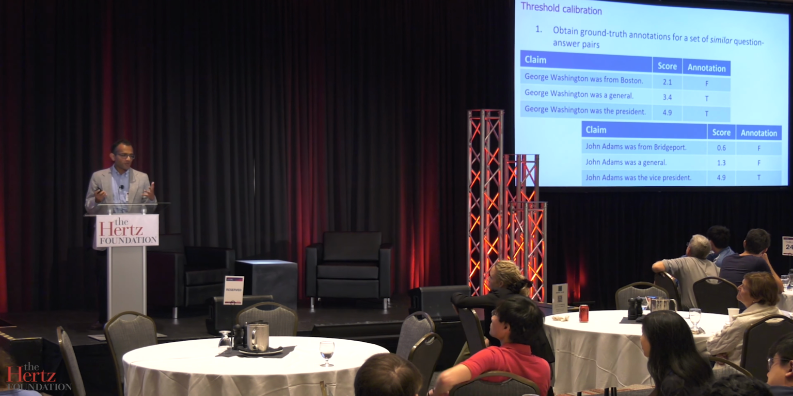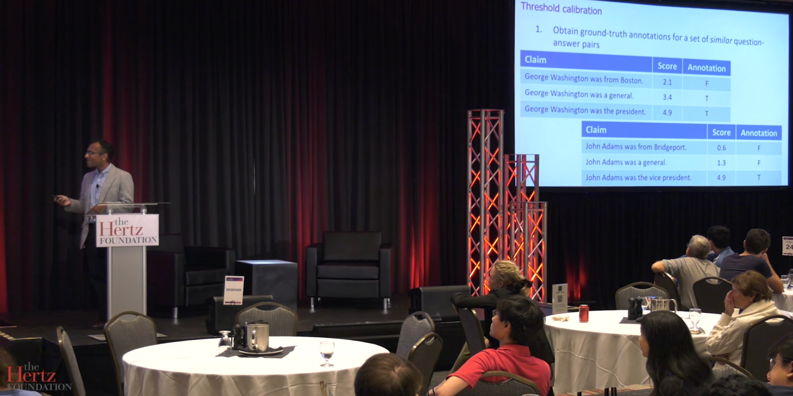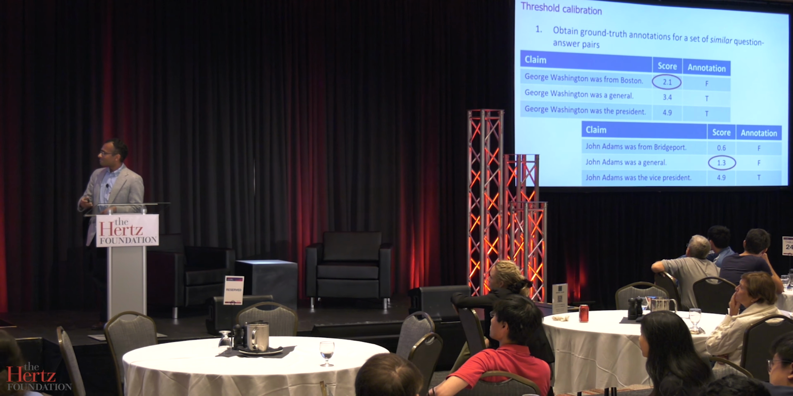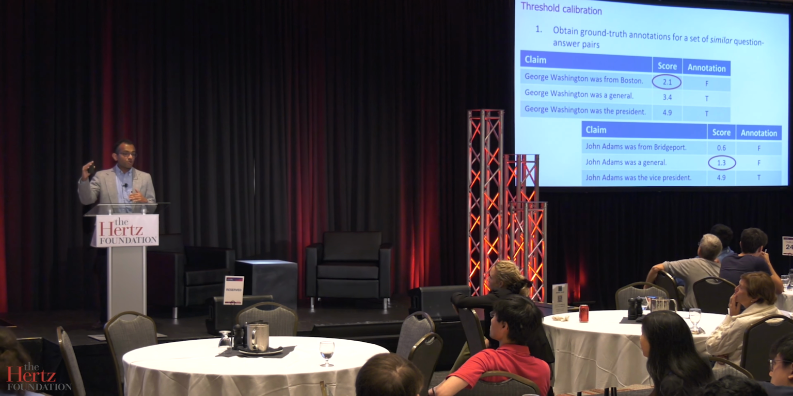And we do this for multiple examples. I've chosen Washington and Adams here. You'll notice there are 2 errors. And so the next thing I'll do is I'll identify the threshold for the score at which, if I removed all claims whose score was below that threshold, I would have removed every false claim.